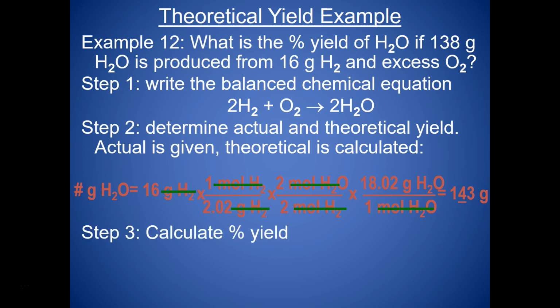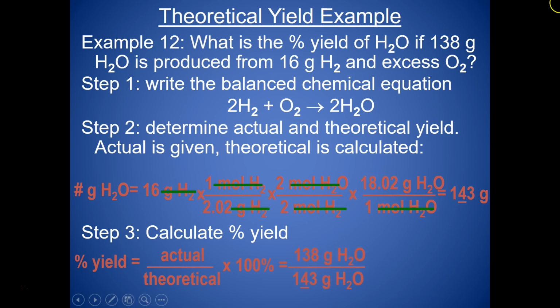So then we need to calculate our percent yield. So percent yield is going to equal the actual over the theoretical times 100, which in our case is 138 grams given to us in the problem, divided by the theoretical 143 grams that we calculated, times 100, which gives us a percent yield of 96.7%, which is an awesome percent yield and something anyone should be proud of.